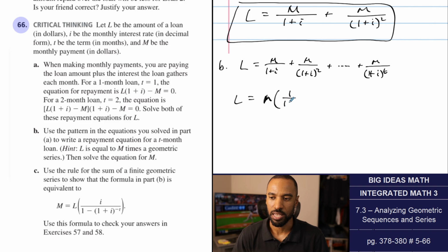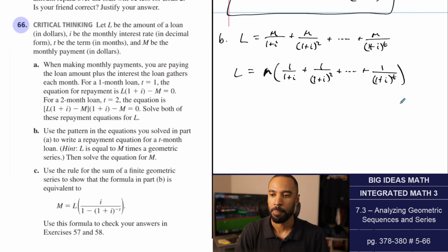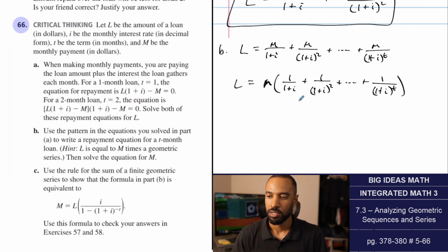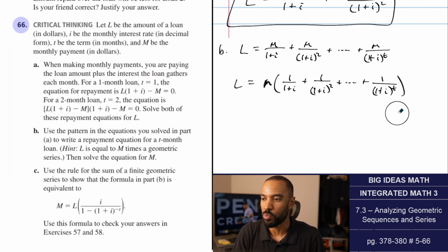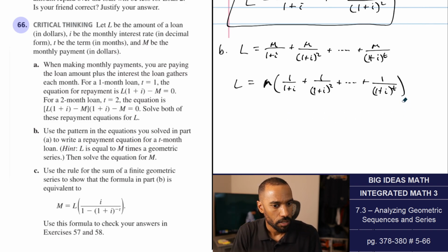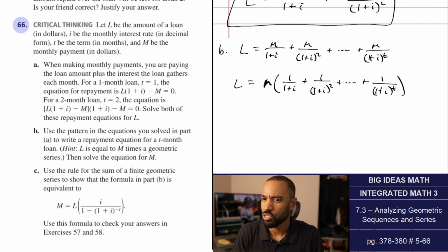Your first term is this, and that's important because the common ratio is the same thing. 1 plus I squared plus 1 over 1 plus I to the T power. So your A sub 1 in this case is 1 over 1 plus I. Your common ratio is 1 over 1 plus I. We don't need to use the sum formula. We can use sigma notation. What did they say? Write a repayment equation. I guess we can just use sigma notation.